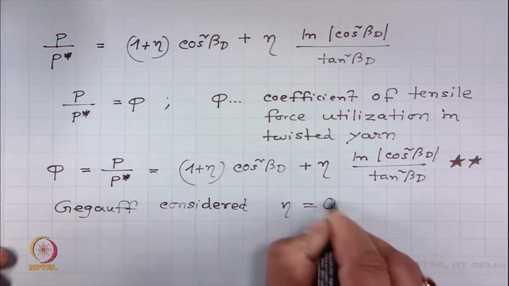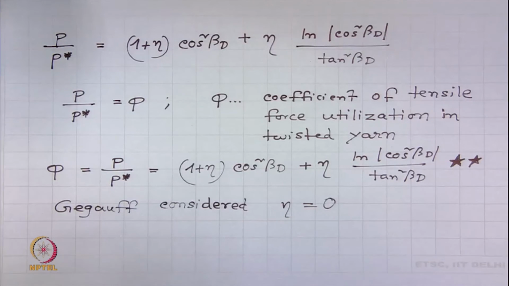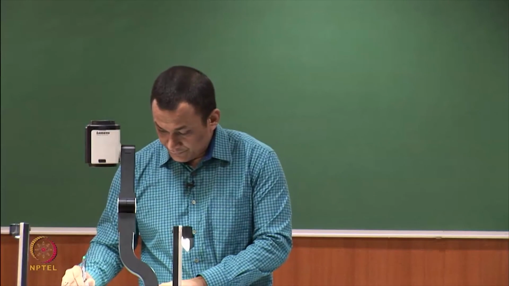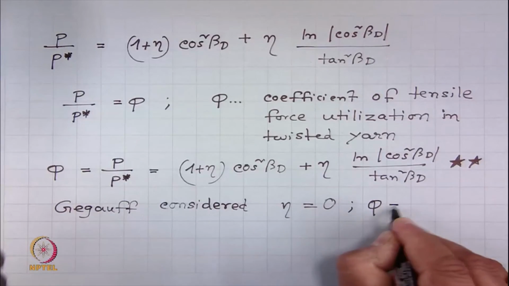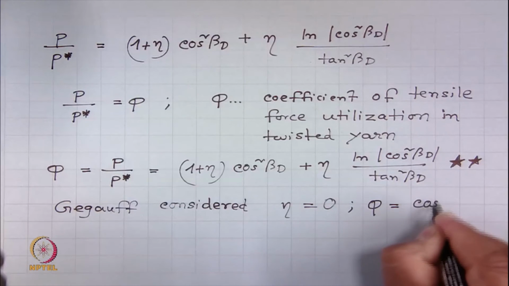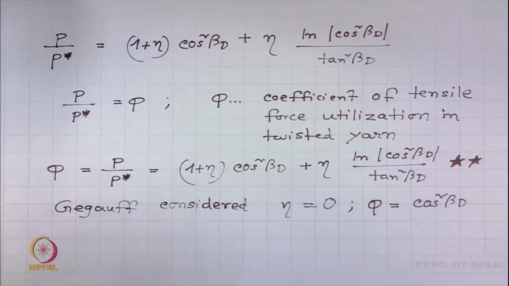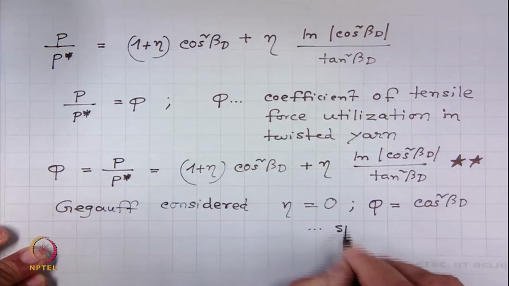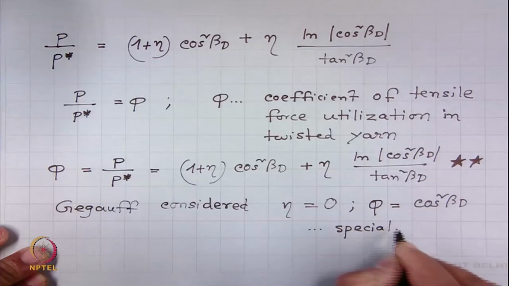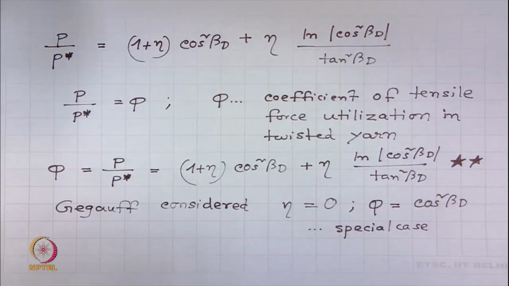Consider contraction ratio is equal to 0, there is no radial contraction in yarn. So, phi is cos square beta d. So, this is a very special case. However, this is a very generalized expression.